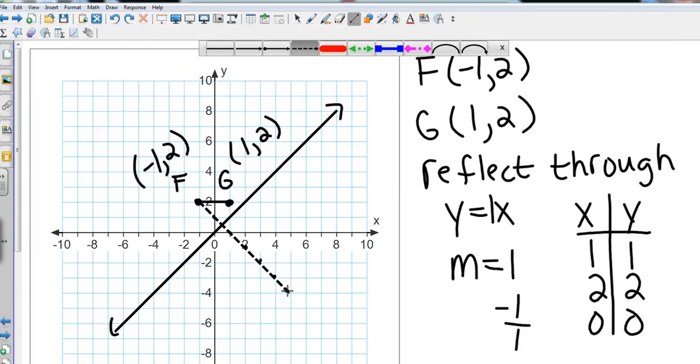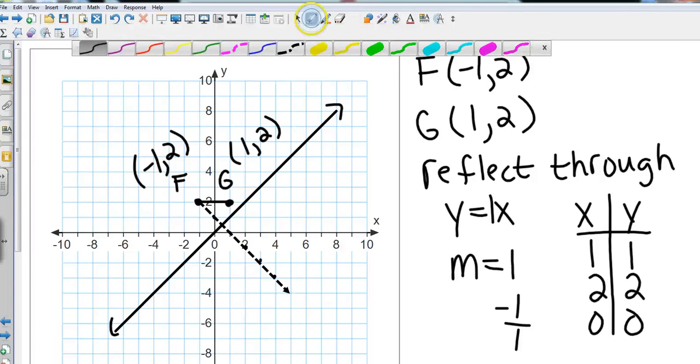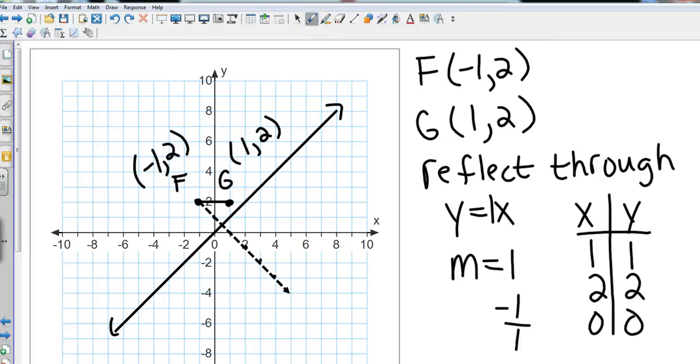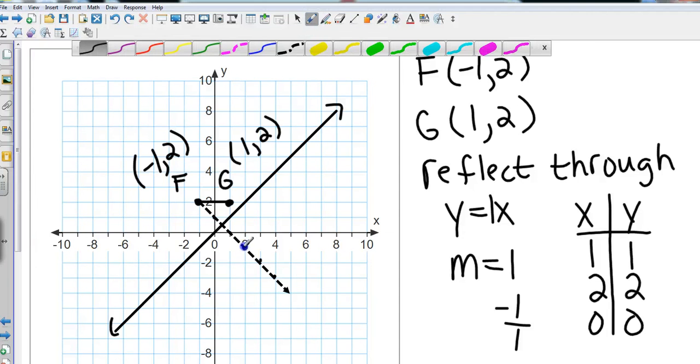Now, here's the key. Where did it intersect my line y equals x? Well, it appears that I go down 1.5 and to the right 1.5. So I'm going to do the exact same thing and go down 1.5 and to the right 1.5, which is going to end up right here. So there is my f prime.